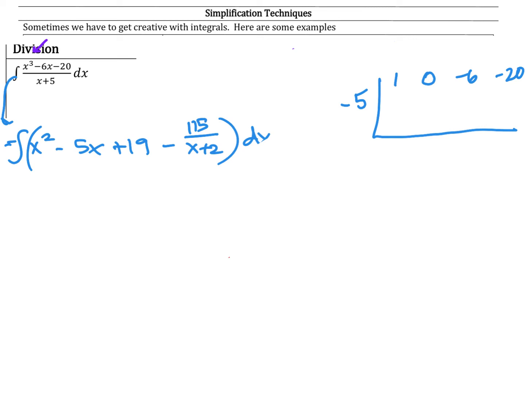So the very first thing that we're going to do is bring our 1 down. We're going to multiply -5 times 1 and write that over here. And then we're going to add these two things together. That's going to give me -5.